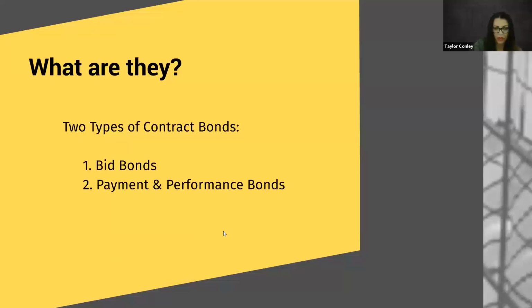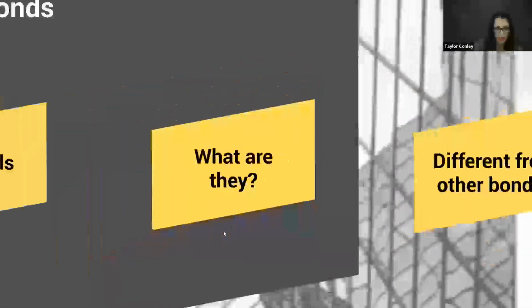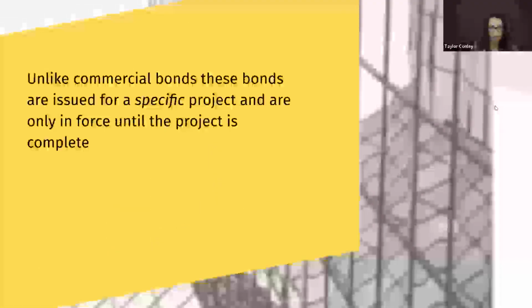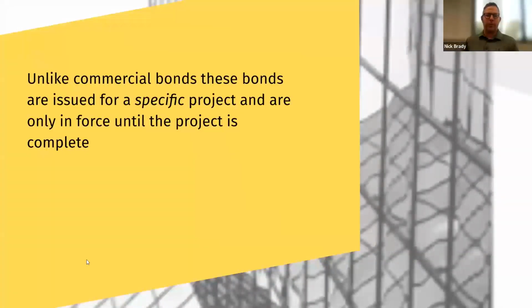Okay, that makes sense. So then can you explain to us how they differ from other types of surety bonds? Yeah, our agents may have more experience with commercial bonds that would be needed for a professional license, such as an auto dealer bond or a mortgage broker bond. And those bonds guarantee compliance with the licensure regulations or statutes and are renewed annually as long as that license is needed. Whereas bid, payment and performance bonds are issued for a specific project and would only stay in force until that project is completed.